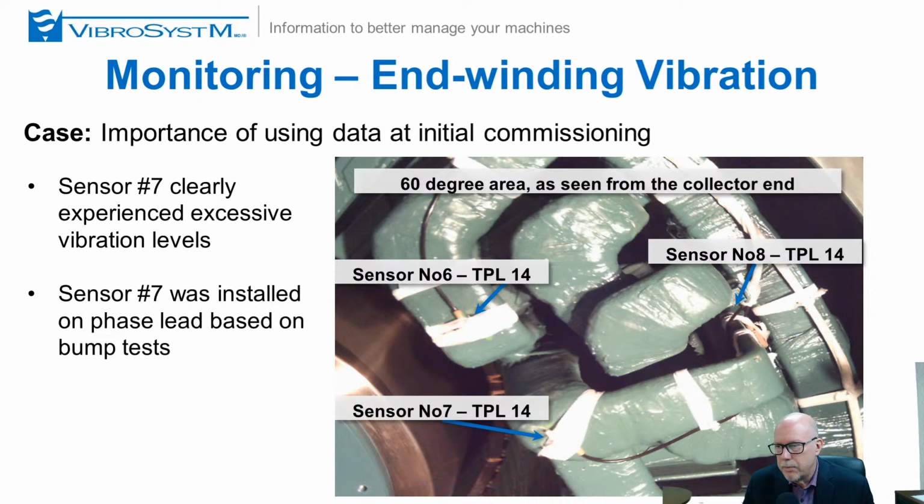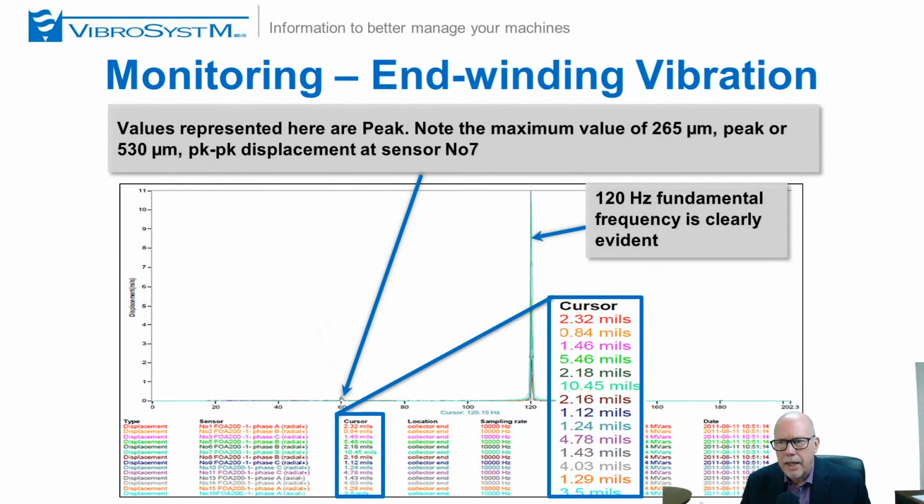And in fact, I think 90% of the sensors installed on this unit, and there were quite many of them, were mostly installed on the phase leads. And that was based on the results of bump tests. And we took some readings, and we found immediately that some of these bars or phase leads were vibrating tremendously.